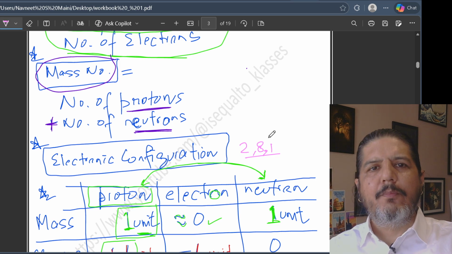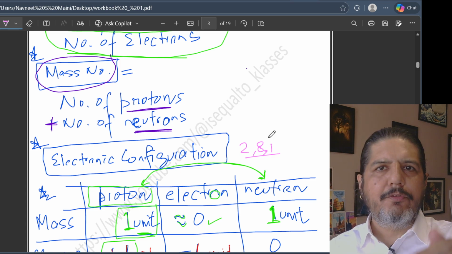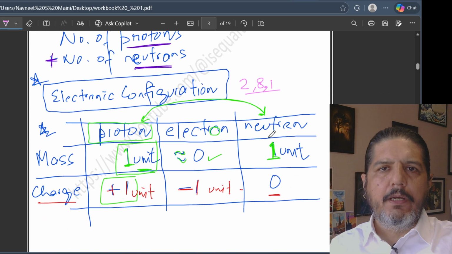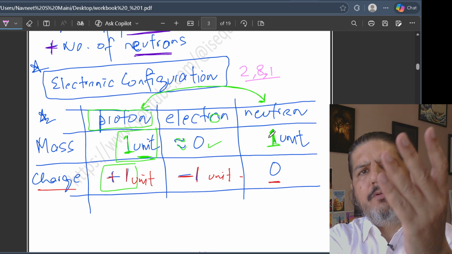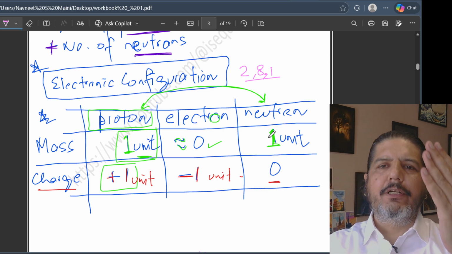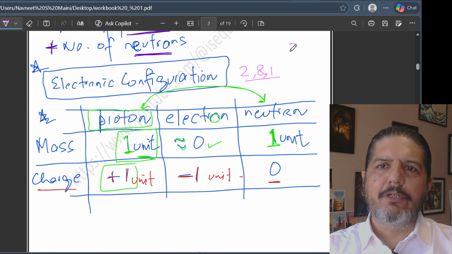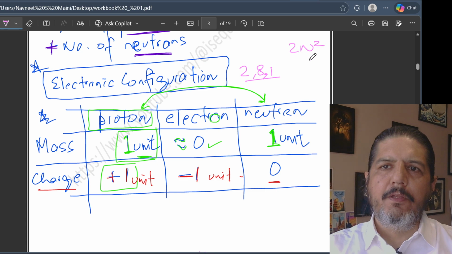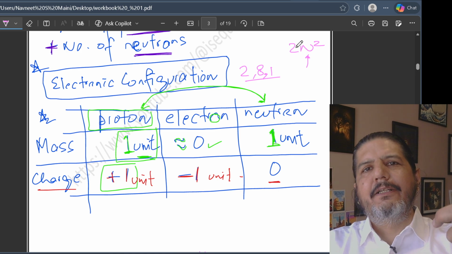We understood what is mass number. Mass number is the number of protons plus the number of neutrons, because electrons have a negligible mass, so they don't contribute to the mass of the atom. We understood what is the electronic configuration. We understood that there is a formula given by Mr. Niels Bohr, 2n square, where n is the shell that you are talking about. That is the first shell, the second shell, the third shell.